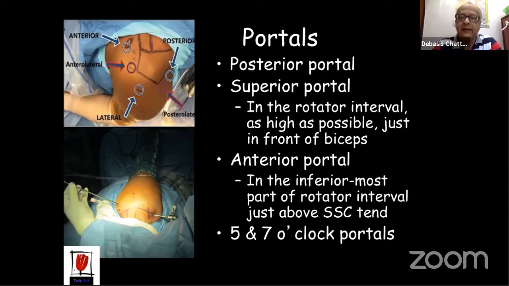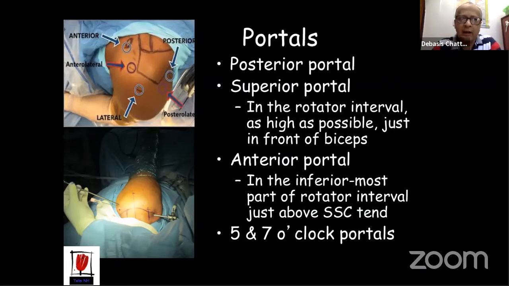And then the anterior portal, for which the landmark is about a thumb's breadth lateral to the midpoint of the coracoacromial ligament. Midpoint of the coracoacromial ligament, a thumb's breadth lateral to that is the entry point for the anterior portal, which again internally goes to the rotator interval.